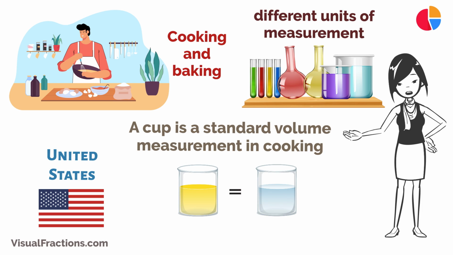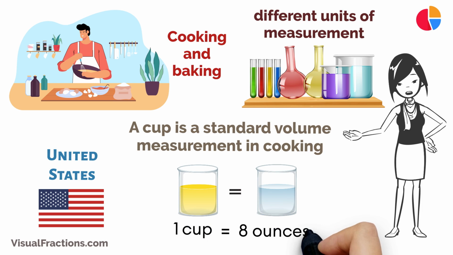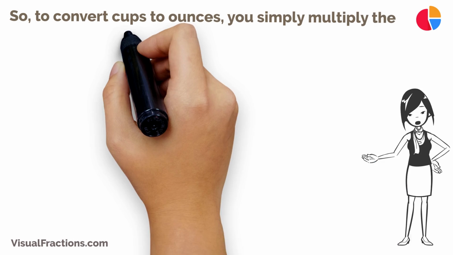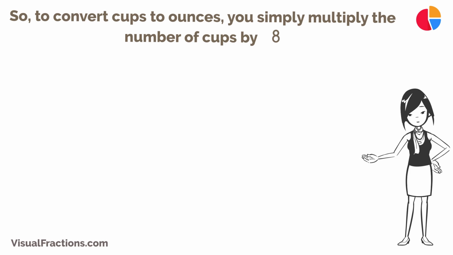Here's the crucial part. 1 cup is equivalent to 8 ounces. So, to convert cups to ounces, you simply multiply the number of cups by 8.